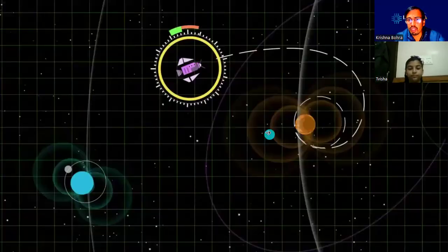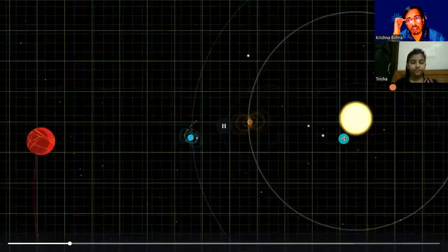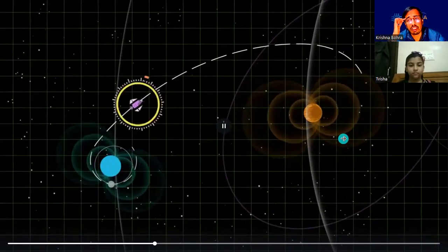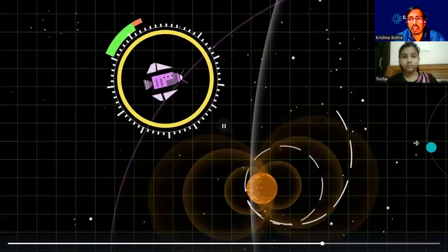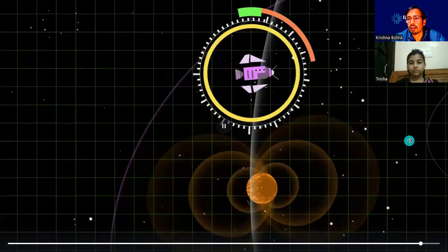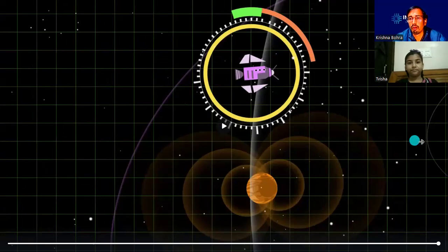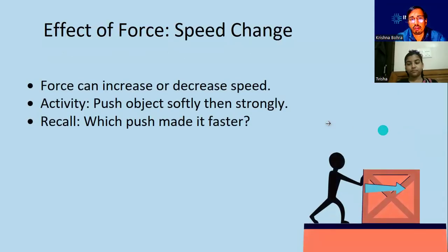So we understood the idea of inertia, and of rest and motion of an object. Now let's understand the effect of forces, that is, what happens if a force is applied.